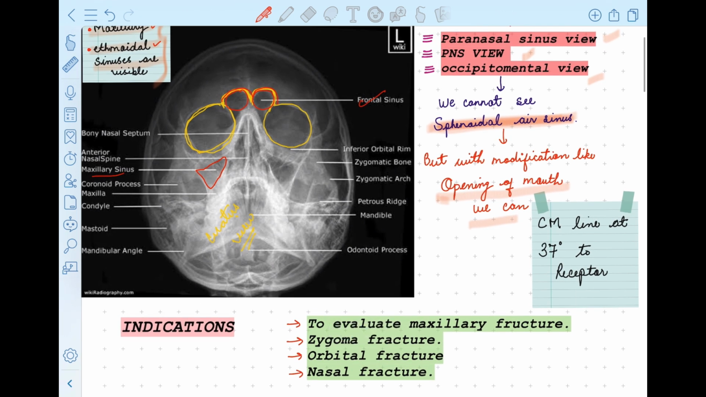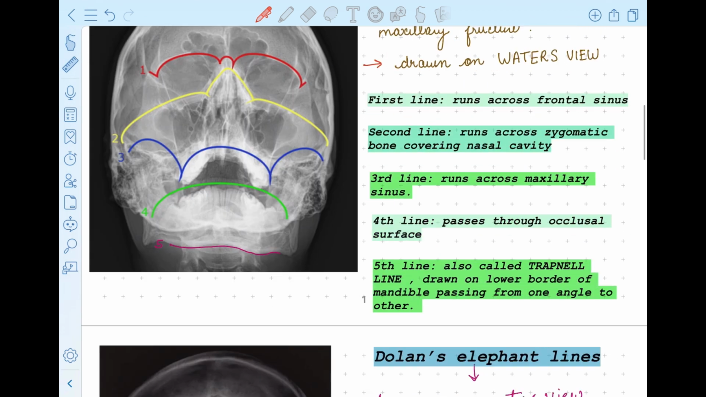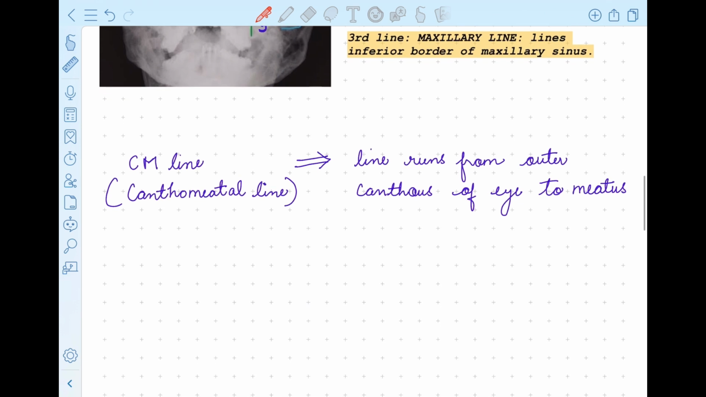now let's understand the CM line at 35 degrees to the receptor. What is the CM line? It is the Canthomeatal line. Before I begin, let me explain what the Canthomeatal line is. It is a line that runs from the outer canthus of the eye to the auditory meatus. This is the same line we'll be talking about in the entire radiology.